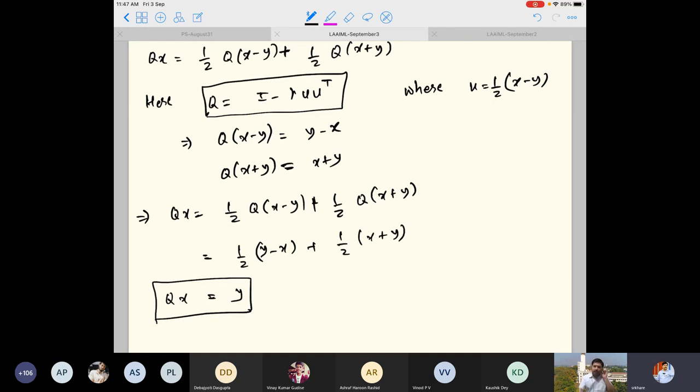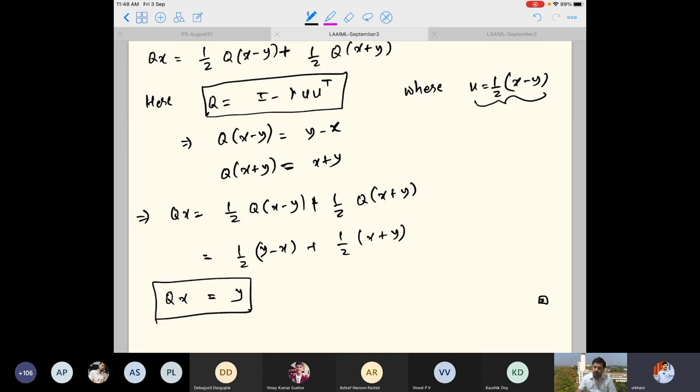And how did you build the reflector? The reflector was built with the vector u. You need that vector u. And how do you take that vector u? You take that vector u to be equal to x minus y, half of x minus y, or x minus y. It doesn't matter. A scaled version of x minus y is fine. And once you do that, you have built a reflector, and that reflector will reflect x to y.